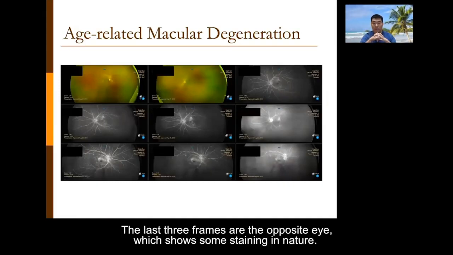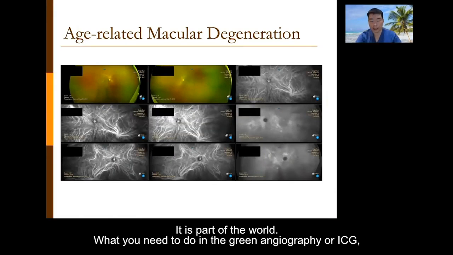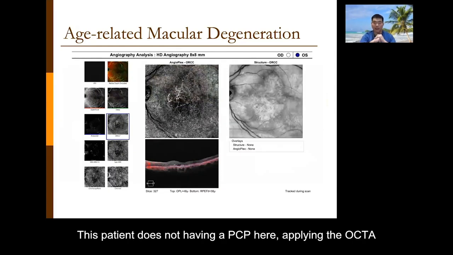The last 3 frames are actually of the opposite eye, which really shows some hyperfluorescence, but mainly staining in nature. In this part of the world, I routinely do indocyanine green angiography, or ICG, because we do see quite a number of polypoidal choroidal vasculopathy, or PCV. Here, this patient does not have any PCV.